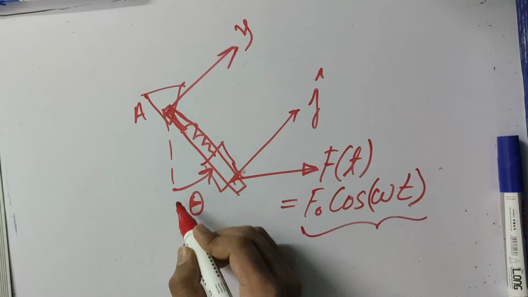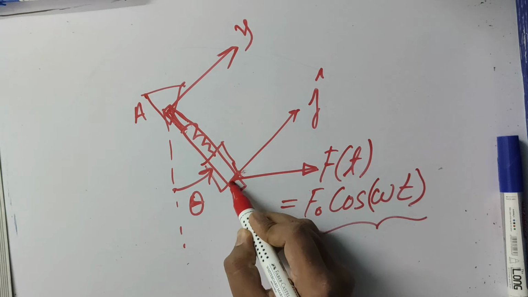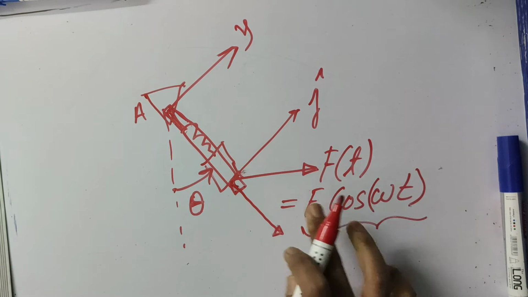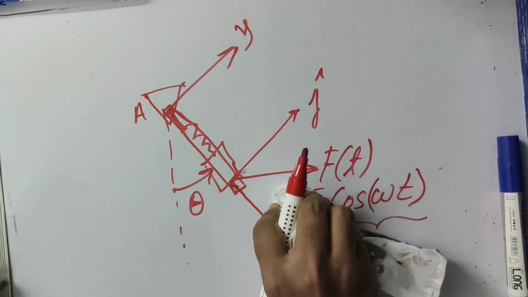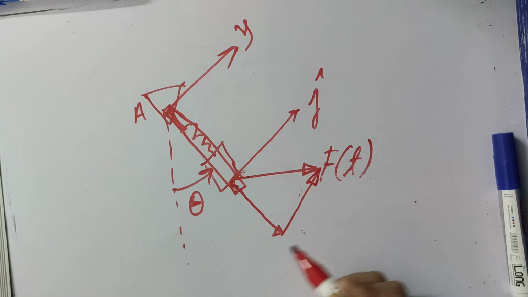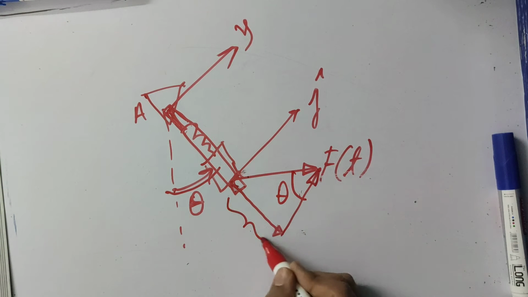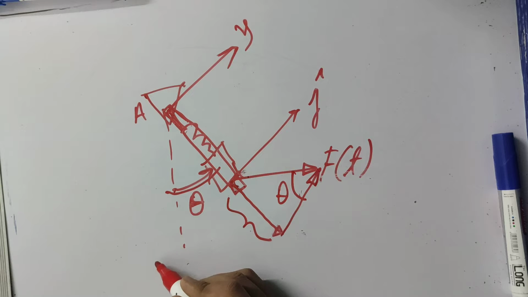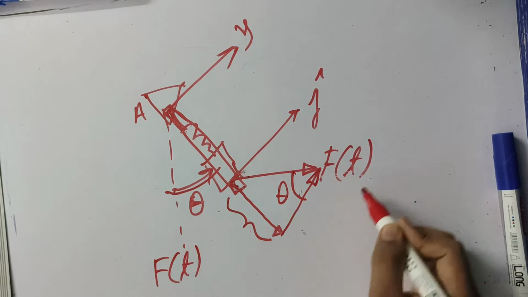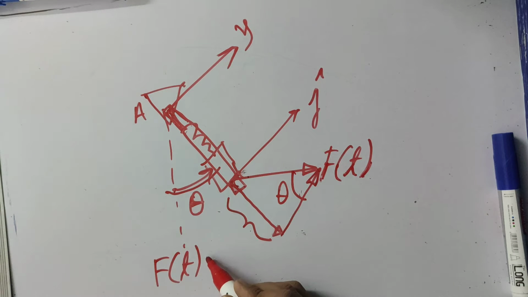Now we can break it up into components. One will be along the rod, and the other will be in a direction to satisfy the triangle law of vectors, basically like this. Now if this is theta, this is theta from geometry. What is this? This is basically F of t. I'm not writing F of t as that full expression, I'll substitute it at the end.